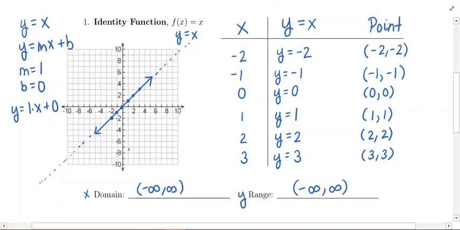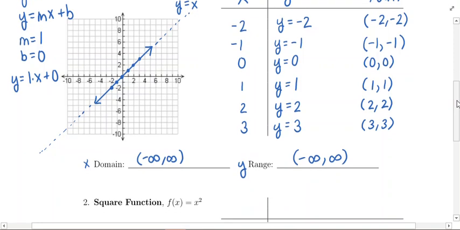So remember how we did that? We look for the lowest point on the graph. The line keeps going down, down, down, down forever. So the lowest y value you can think of as -infinity. And then on this side, in this direction, the graph keeps going up, up, up, up forever. So you can think of the highest y value as +infinity. All right, so that was the identity function. Let's take a look at the next one.